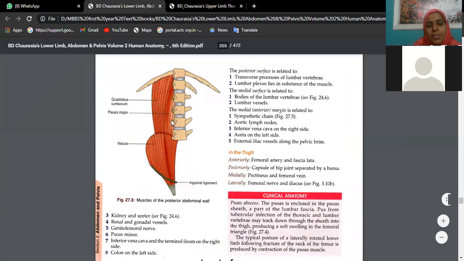We have psoas major. Okay, so these are which vertebrae? We have lumbar vertebrae, isn't it? L1, L2, L3, L4, and L5. This is from the lower border of the last rib.